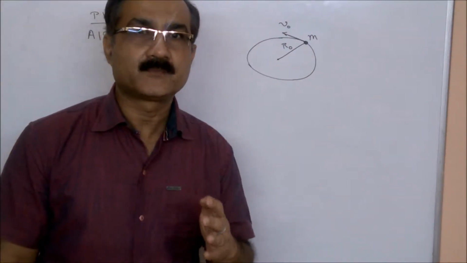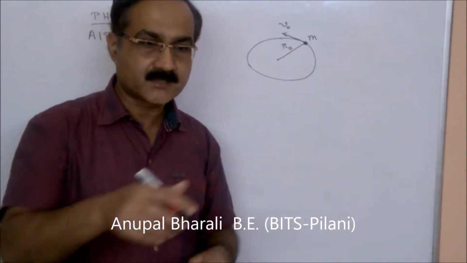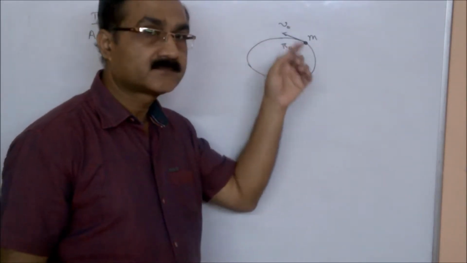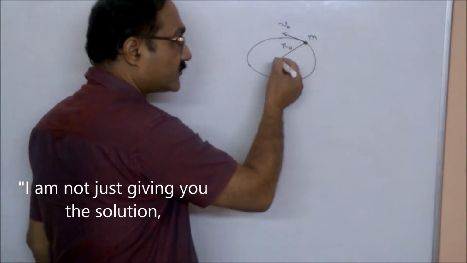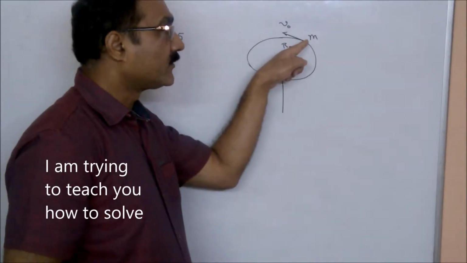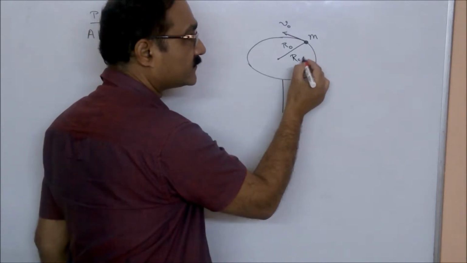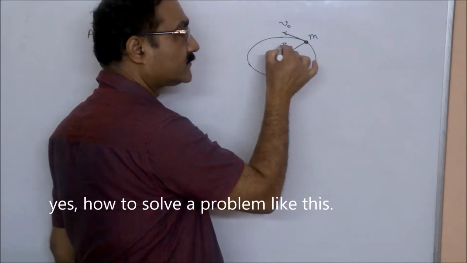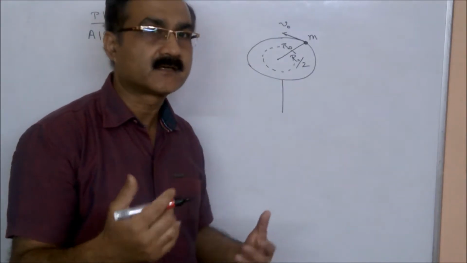The question is from AIPMT 2015. Here it says a mass M is rotating horizontally on a table with a velocity v0 with a radius r0. Now there is a thread here, so by pulling the thread we are reducing the radius to r0 by 2. The final radius becomes r0 by 2. That means now it will rotate in a smaller circle, right? We have to find the final kinetic energy.